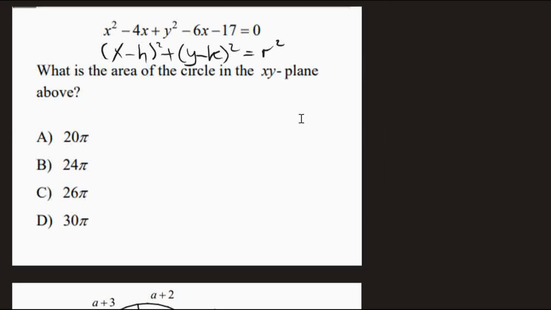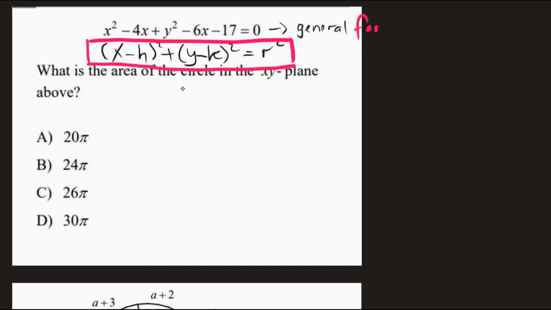Formula: x minus h squared plus y minus k squared equals r squared. r is the radius, and h and k are the center of the circle. So how do we convert these general forms into the standard form? General form and standard form. This is the standard form of the circle equation.